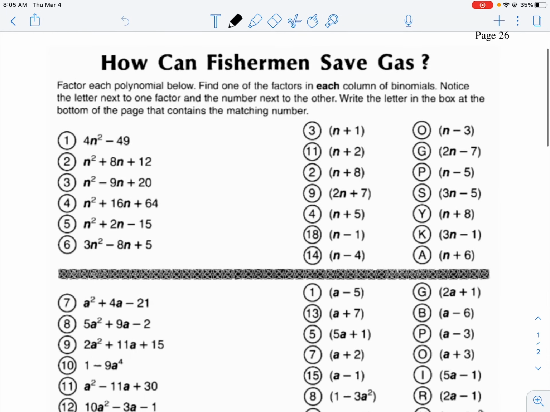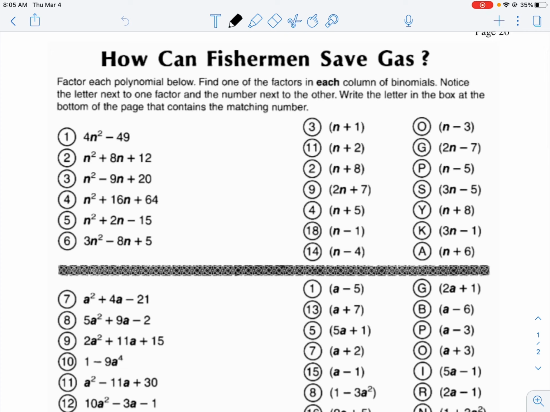Hey guys, I'm going to briefly show you how to factor a few of these so that you can work on the rest of them. So let's start with number 1. Remember, two terms. We first want to look for our greatest common factor always, and then afterwards we can either factor by difference of squares, or that might be as far as we can take it.